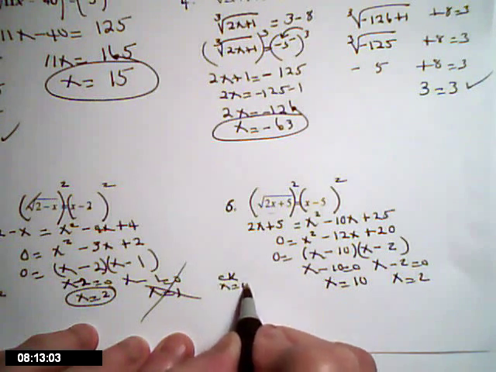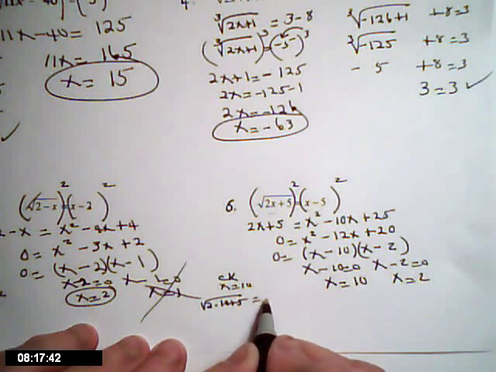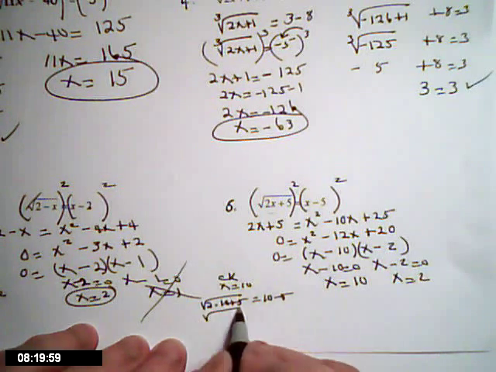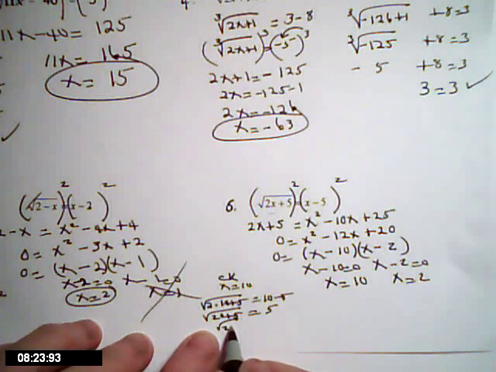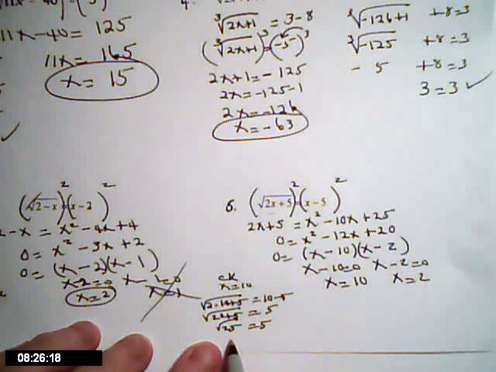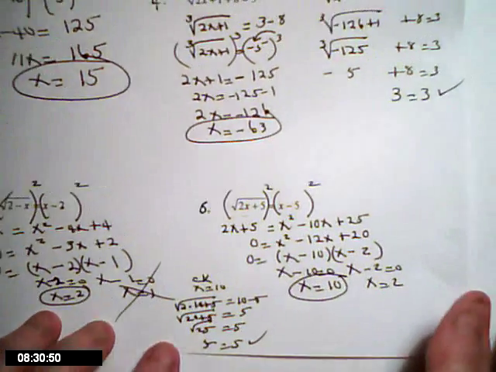Let's check x equals 10 first. That would be 2 times 10 plus 5 equals 10 minus 5. Our square root of 20 plus 5 equals 5. Square root of 25 equals 5. Square root of 25 is 5, equals 5, and that checks. So 10 is a good answer.